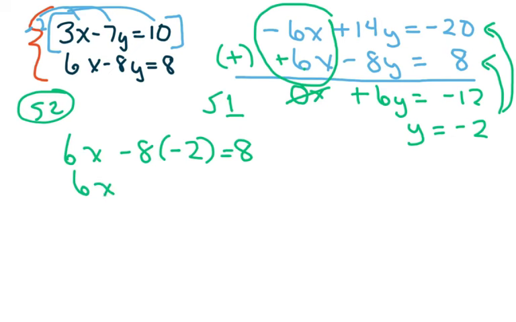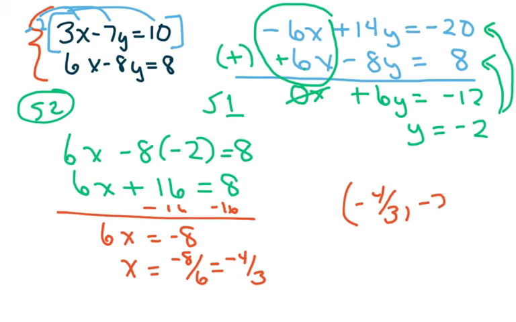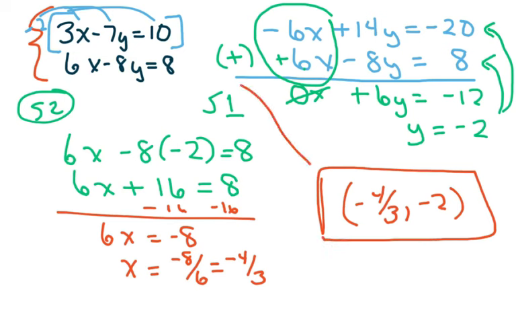So I get 6x plus 16 equals 8. I'm going to subtract 16 from both sides, and I get 6x equals -8. I'm going to divide both sides by positive 6. I get -8 over 6, which gives you -4/3. So our solution is -4/3 and -2. Then you're supposed to check this and plug it in here, or you could just graph both of those and check that way. Better with the calculator, because some of these are hard to graph.